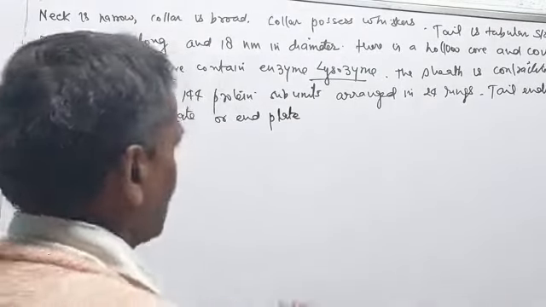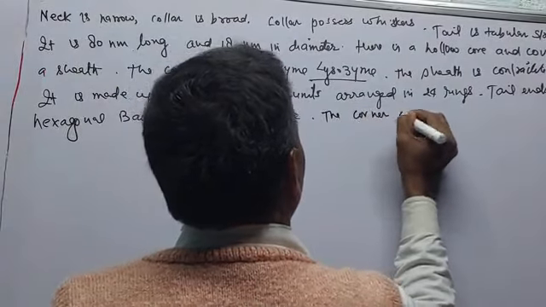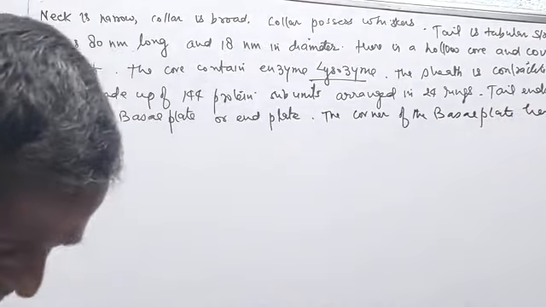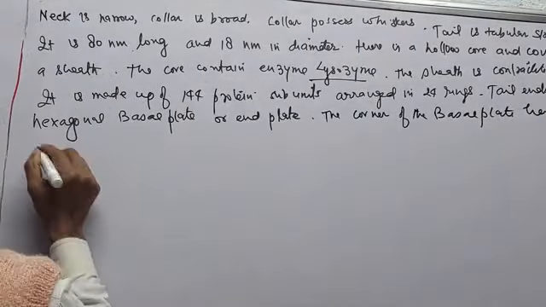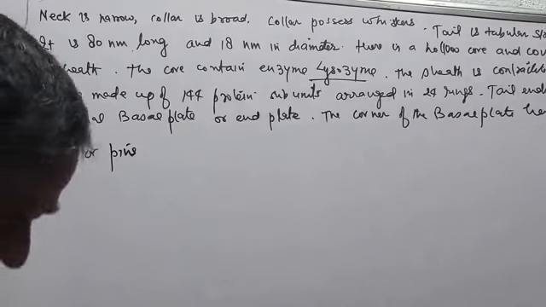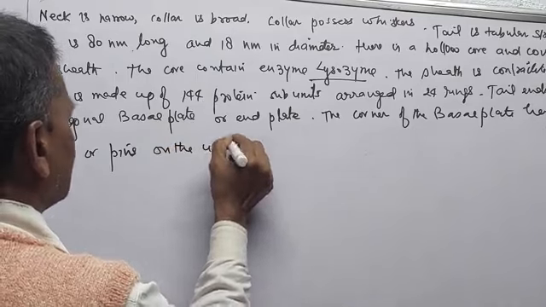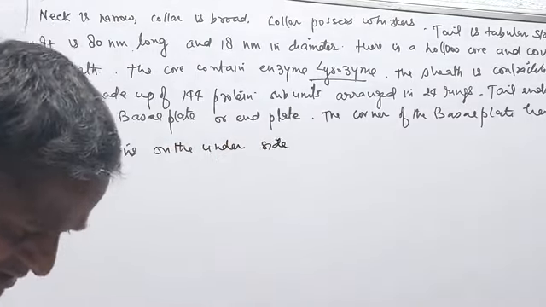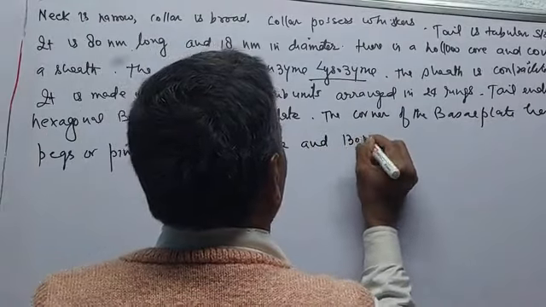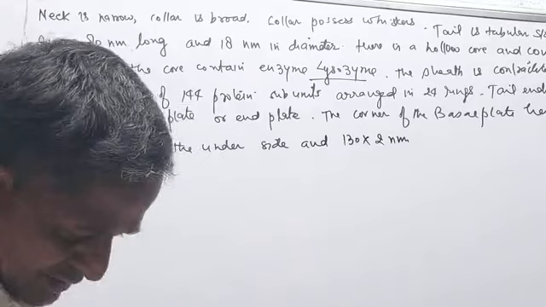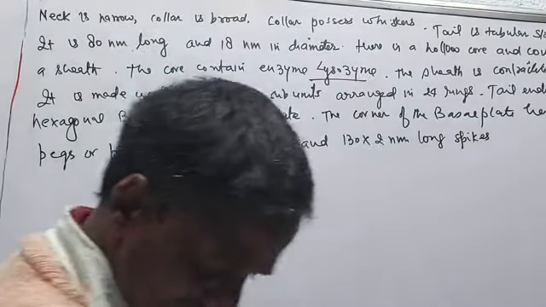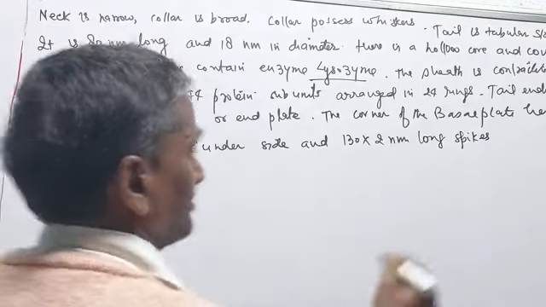The corners of the basal plate have pegs or pins on the underside and 130 by 2 nanometer long spikes, or tail fibers.